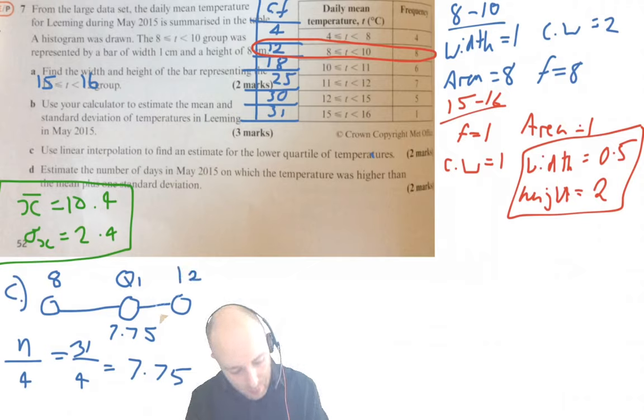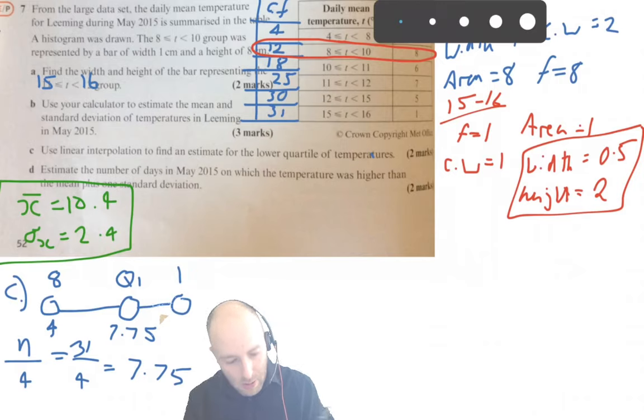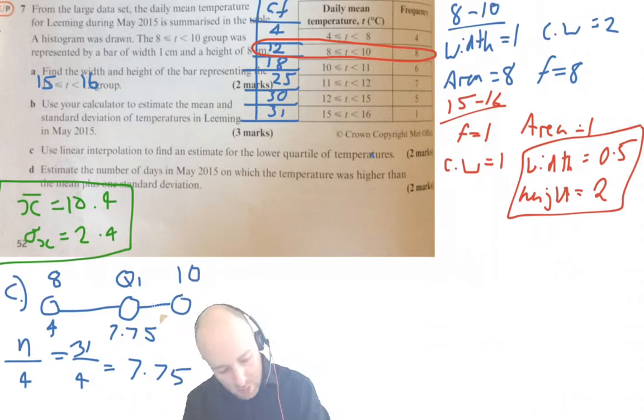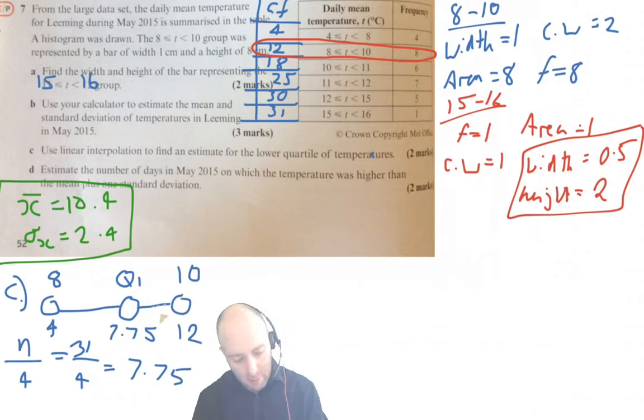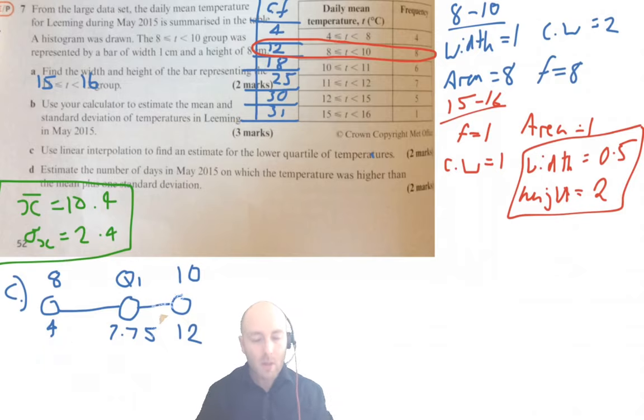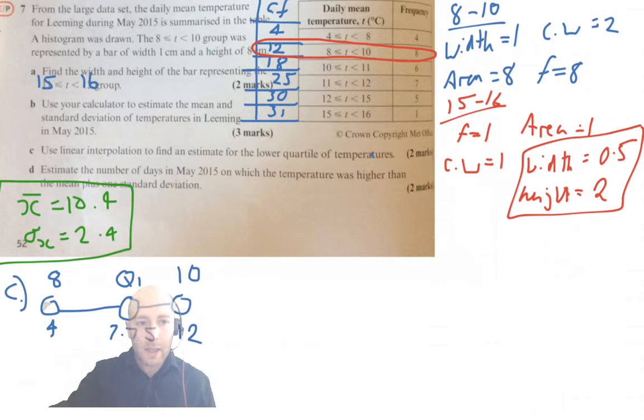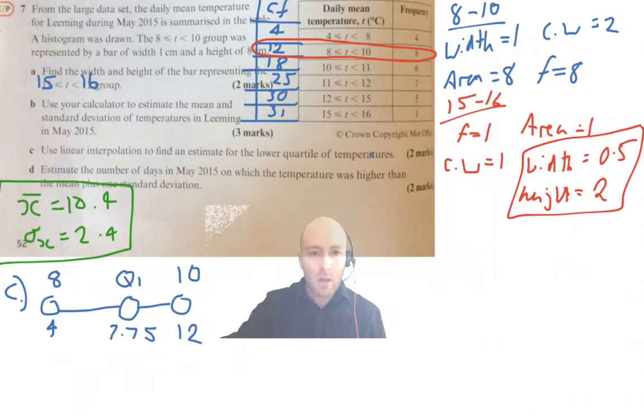And my frequencies are going to be 4 for the first one, and sorry, that's a mistake, that should be a 10 there. And then a 12 on the bottom. So I'm just going to get rid of my n over 4 there. Cool. So remember, we're trying to find the ratio that Q1 is between these values.